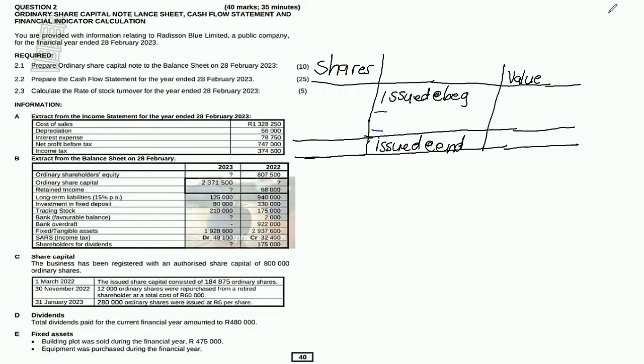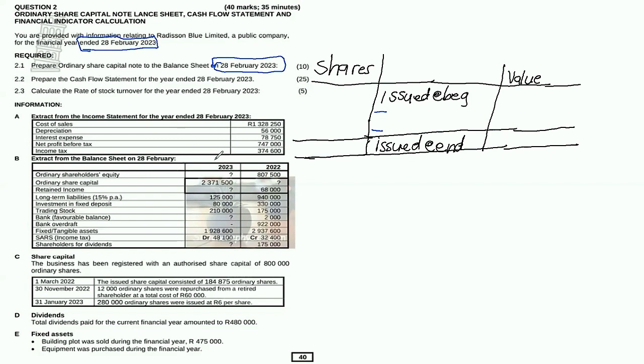So now we are provided with information relating to Rendison Blue Limited, a public company, for the financial year ended 28 February 2023. So your financial period ends on 28 February 2023, right? Now, you need to prepare the ordinary share capital note to the balance sheet on the 28th of February 2023, right? So now we are given an extract from your balance sheet.